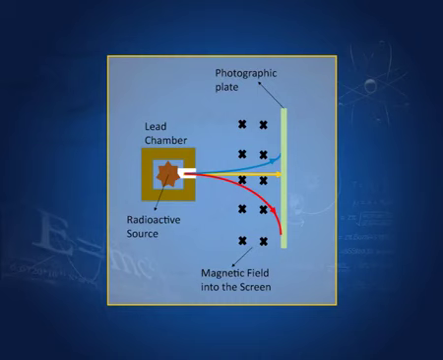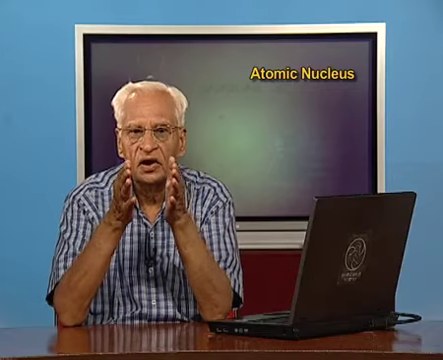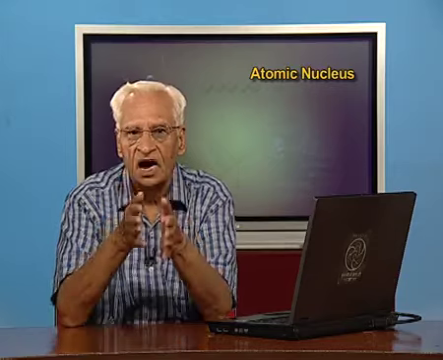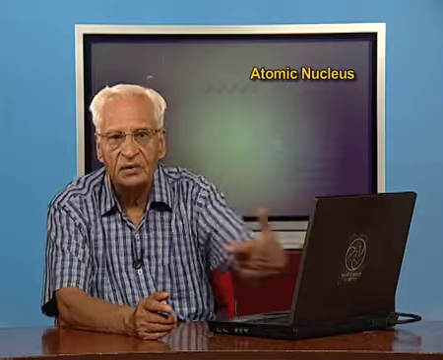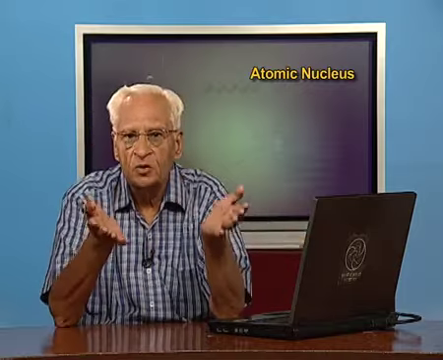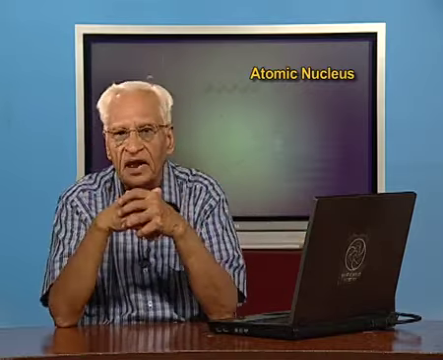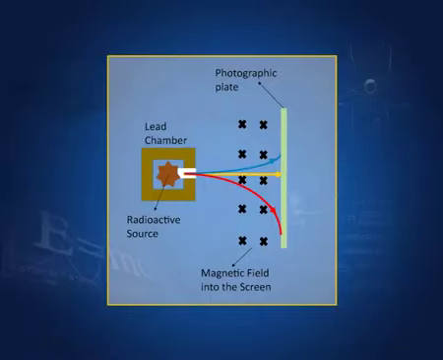In fact, later on it was established that alpha particles have mass number 4 and charge 2 units, and these beta particles are actually electrons, negatively charged electrons, and gamma rays are electromagnetic rays just like light rays, except that the frequency of gamma rays is very high, and therefore, their energy is very high.